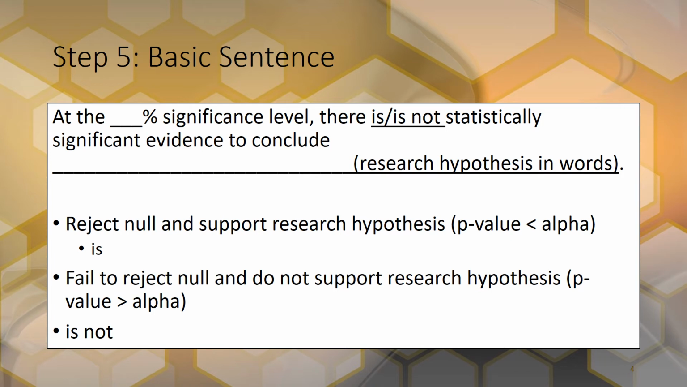Then you say there is, or you say there is not. You say there is if you rejected the null and you found support for your research hypothesis. If you fail to reject the null and do not find support for your research hypothesis, then you say there is not. So that's the key thing. That's the only way we know if you rejected the null or not. The rest of the sentence will be the same either way. So you say there is or there is not statistically significant evidence to conclude, then you write your research hypothesis in words. And I'll give you an example of that in just a second.